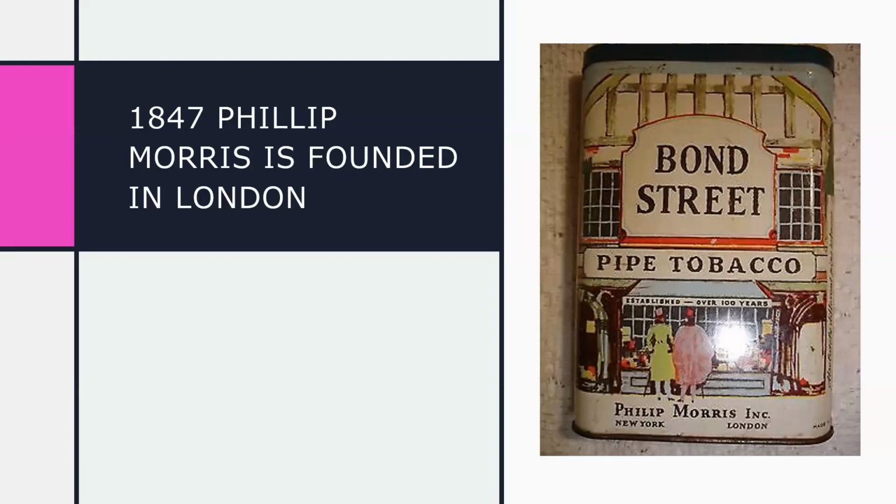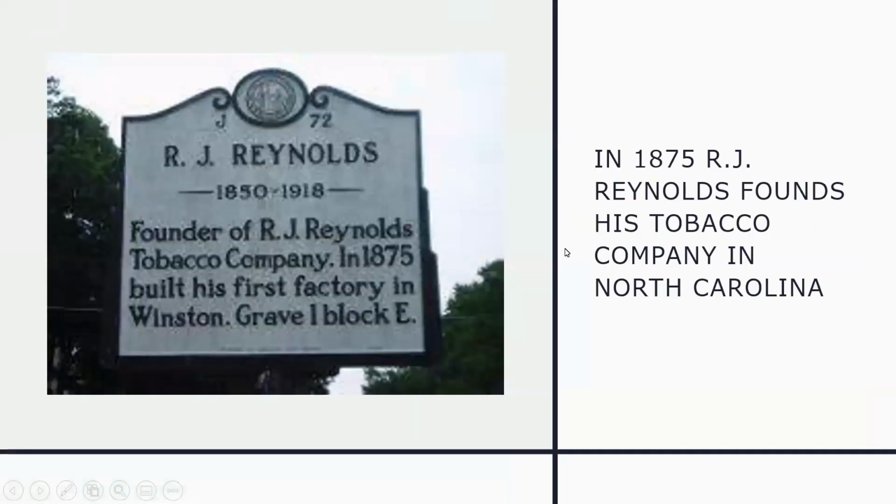So obviously tobacco had been around since before 1847, but in 1847, Philip Morris founded the company, Philip Morris in London. And in 1875, R.J. Reynolds founds his tobacco company in North Carolina. So here are two of the largest tobacco producers in the world coming into being in the late 19th century.